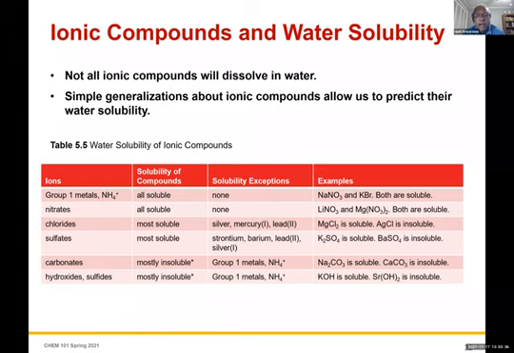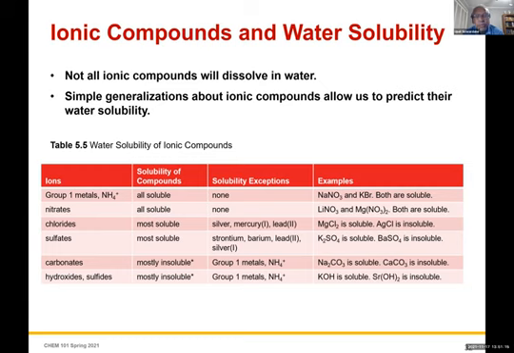All nitrates, anything that contains the nitrate ion, are soluble. Chlorides, most are soluble except silver chloride, mercury chloride, and lead chloride. Mercury chloride is HgCl2, mercury(II) chloride. Lead chloride is PbCl2. Mercury, silver, and lead chlorides are insoluble.